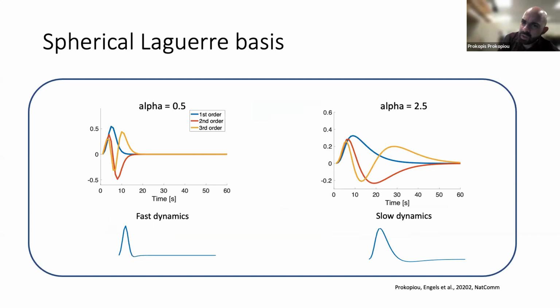So in our work, we employ a variant of the Laguerre basis, the spherical Laguerre basis, which consists of orthonormal functions, the first few of which resemble what we expect as a hemodynamic response function. The Laguerre functions depend on a hyperparameter, here denoted by alpha, which controls the rate of their exponential decay. Therefore, by tuning this alpha parameter, we're able to obtain HRF estimates with faster or slower dynamics. So the slower dynamics extend longer in time, as you can see here.